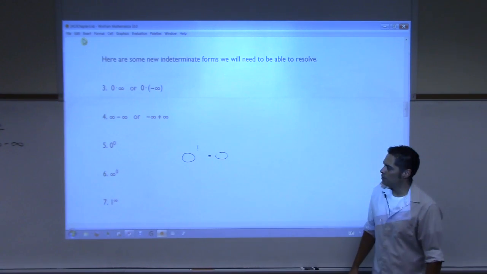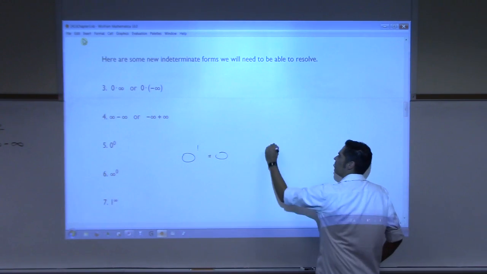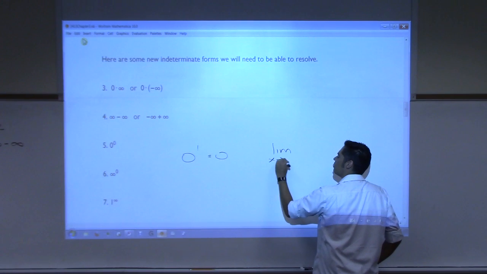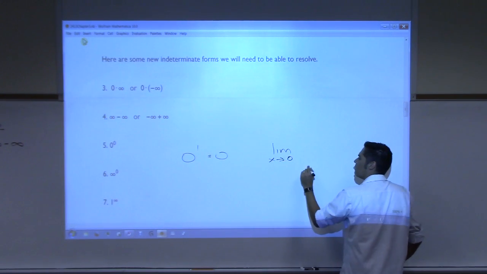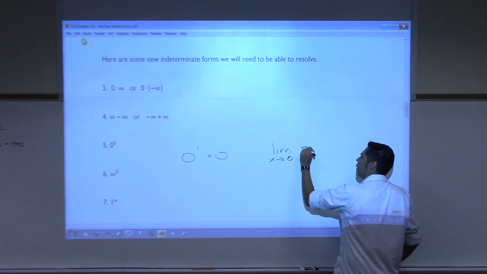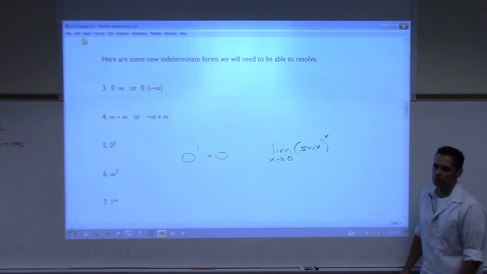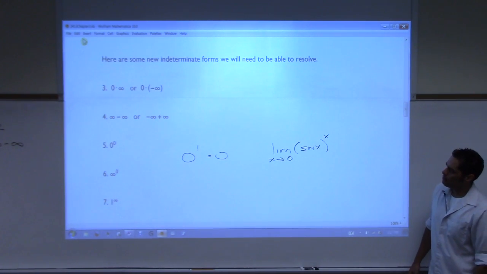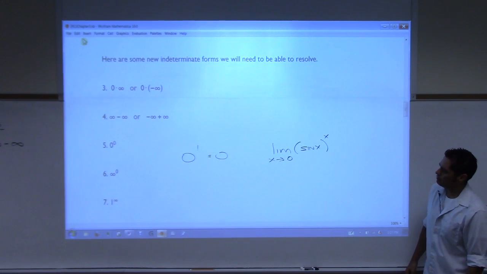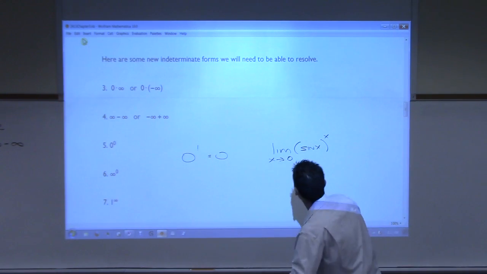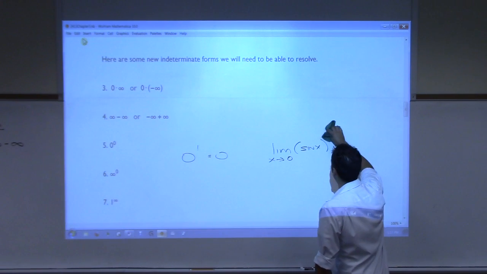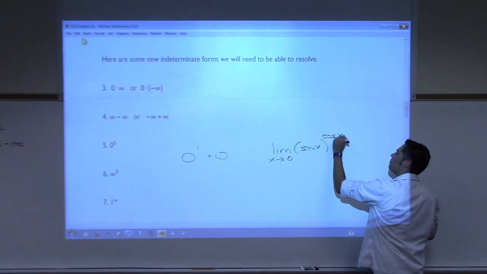Not a problem. An example of this one would be the limit as x goes to 0 of, let's say, sine x to the x. No, that's not it at all. Hold on. Let me do this. I'll do sine x to the cosine x. That'll work.